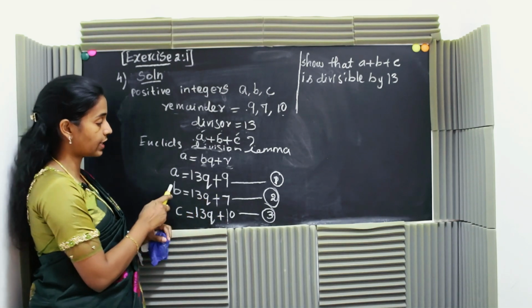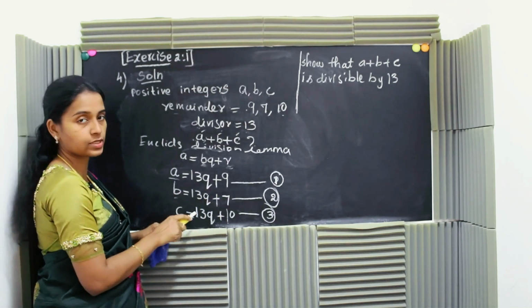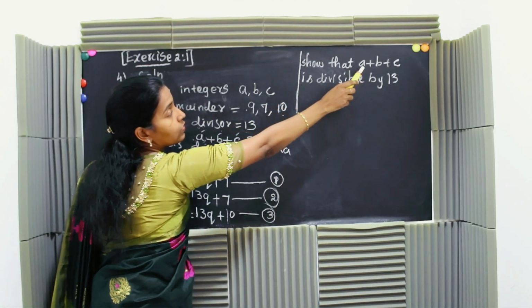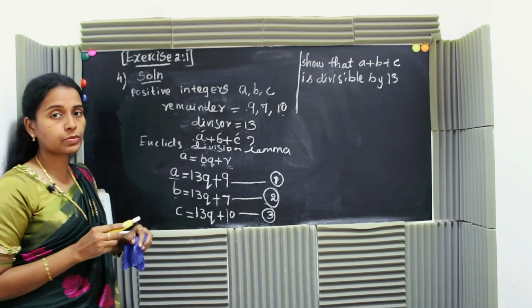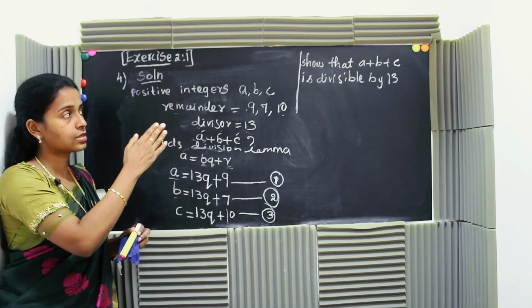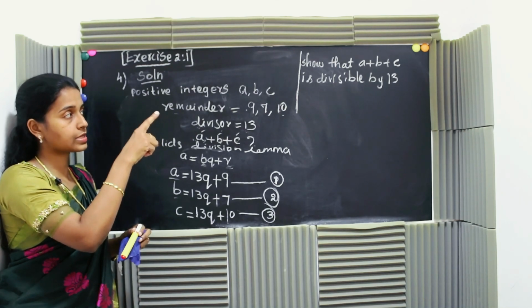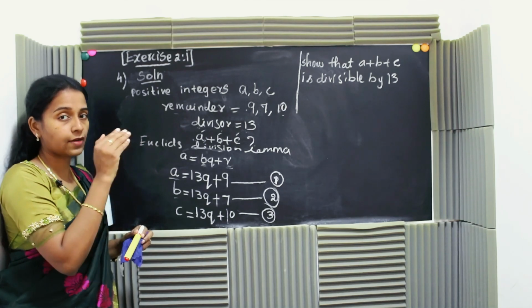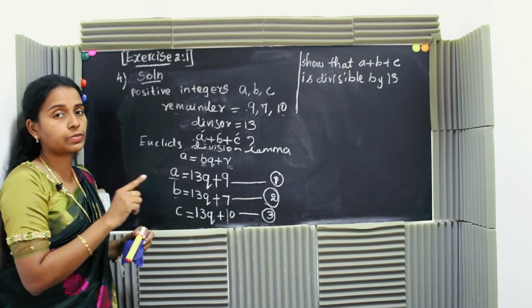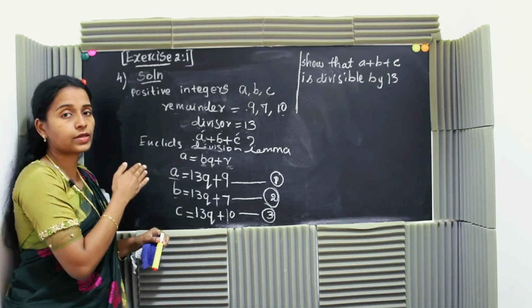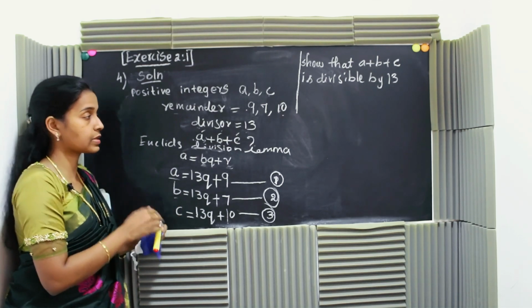Now, I know what is A, what is B, what is C. Okay? We know how to find out A plus B plus C. That is the main goal, right? The question is, show that A plus B plus C is divisible by 13. So we have to know the value of A plus B plus C. We have found some values. So now we are going to find out A plus B plus C.